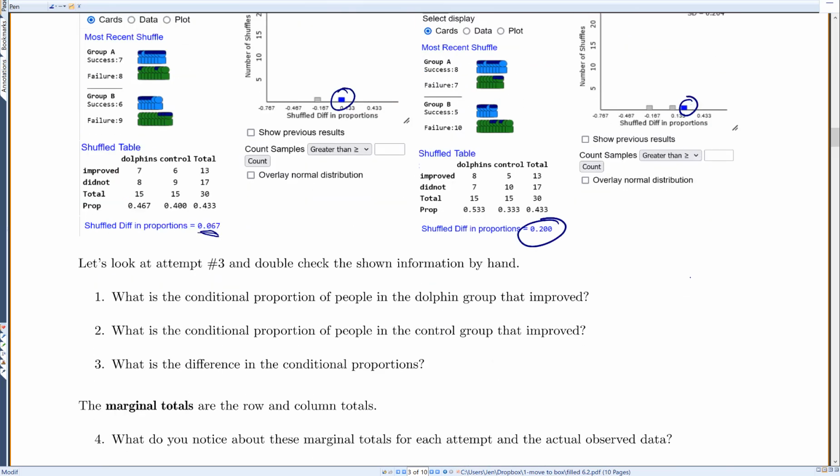Now, I just want to make sure that you're understanding where all of this is on the paper. So let's kind of double check some of our information. So when it says, what is the conditional proportion?